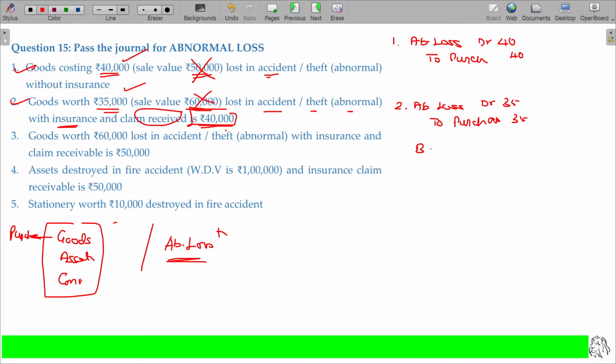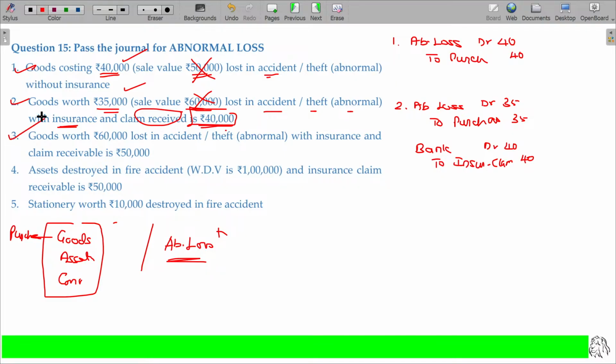Then bank account debit to insurance claim, 40,000 rupees. This insurance claim will go to the P&L account. That will go to the P&L account. Is that clear? Second entry is also over.